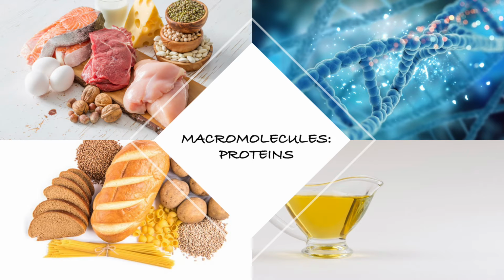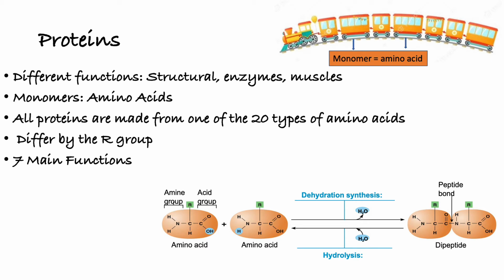Hello everyone, welcome back. Today we're going to continue our topic of macromolecules, and today I'm going to be talking about proteins. Proteins are so essential to the human body, especially to the cells. They make up about 10 to 20% of your cell's mass. They have different functions such as structural, enzymes, and muscles. And the monomers, which means your subunit, will be amino acids.